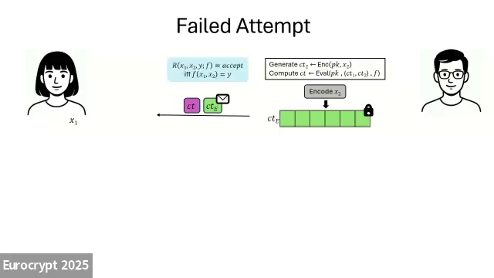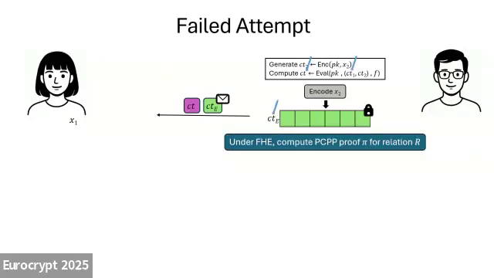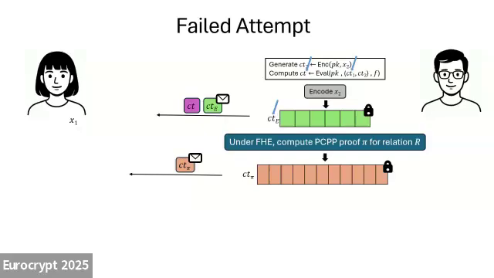Now it considers this relation R, which outputs accept if and only if x1, x2, and y, which have been given as inputs, are such that function f, when evaluated on x1 and x2, outputs y. So now it considers the ciphertext that encrypts Alice's input, the ciphertext that encrypts Bob's input, and the ciphertext that encrypts the output. And under FHE, it's going to compute this PCPP proof. Then it commits to this PCPP proof and gives it to Alice.